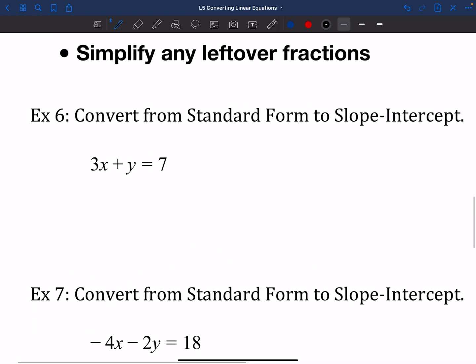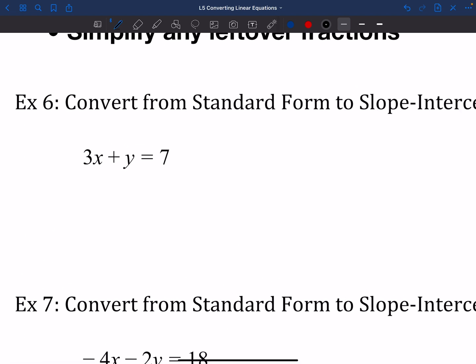So to convert from standard form to slope-intercept, right? Again, all I want to do is get that y by itself. So now I have 3x plus y equals 7. What I'm going to do is move those x's away from the y. I'm going to subtract 3x from both sides.